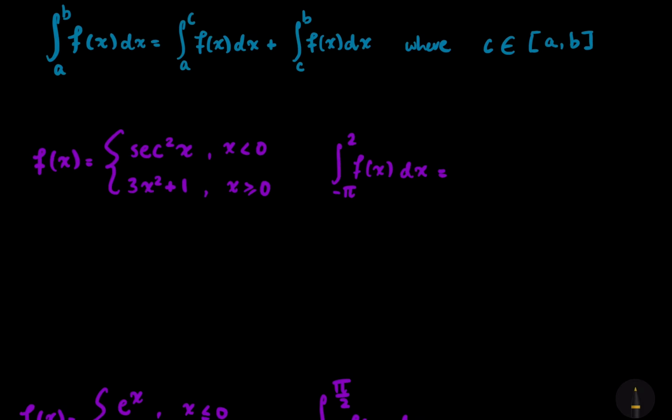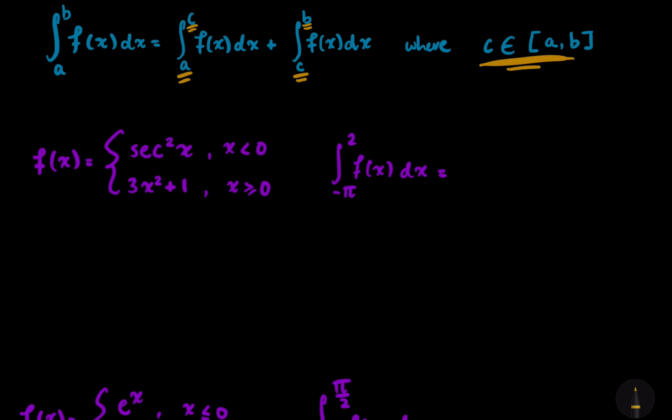So in today's video, we're going to take a look at integrating piecewise functions. As a review of the properties of definite integrals, if we're taking the definite integral from a to b of f of x dx, then we can separate this out into two different integrals. We can write this as the integral from a to c of f of x dx plus the integral from c to b of f of x dx, and here of course c has to be contained within the closed interval from a to b, right?